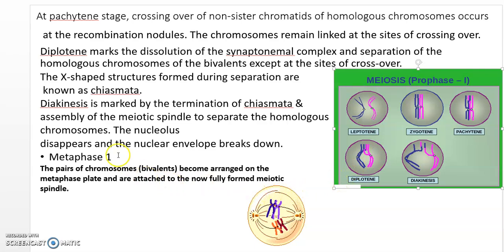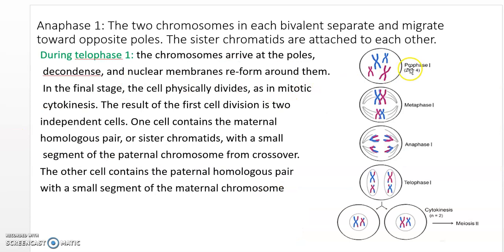So that you can see in metaphase 1, the pairs of chromosomes become arranged on the metaphase plate, that is the equatorial plate, and are attached to the now fully formed meiotic spindle. So this is the spindle fully formed. You can see in the next diagram also. Now here it is prophase 2n and means 4. So here I have taken 2 from the father and 2 from the mother.